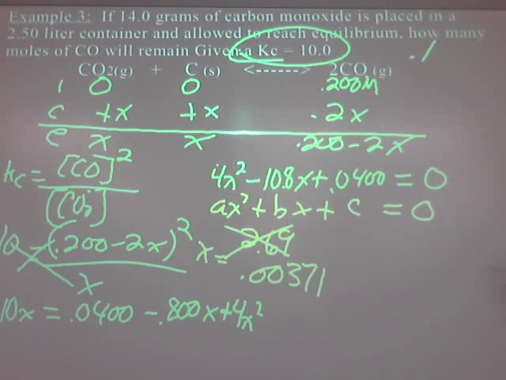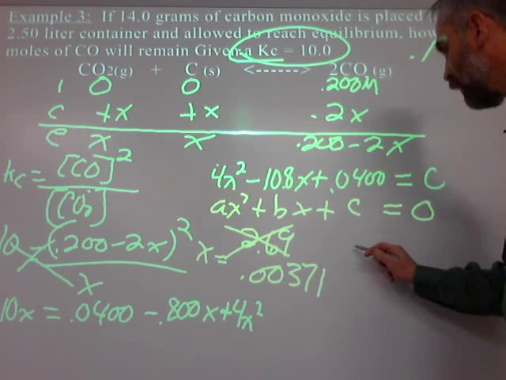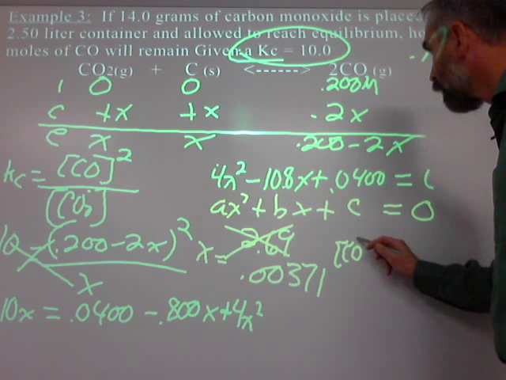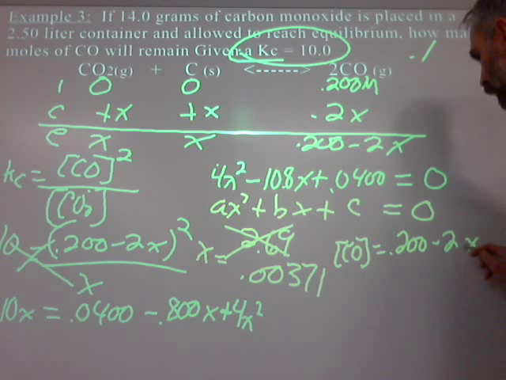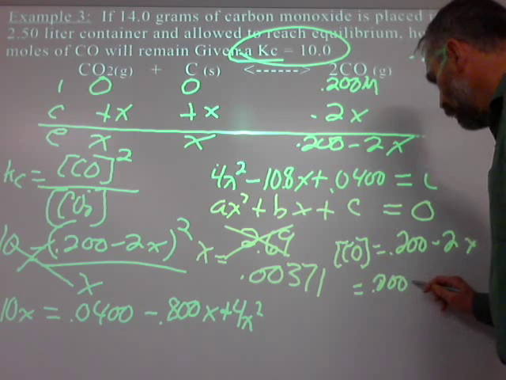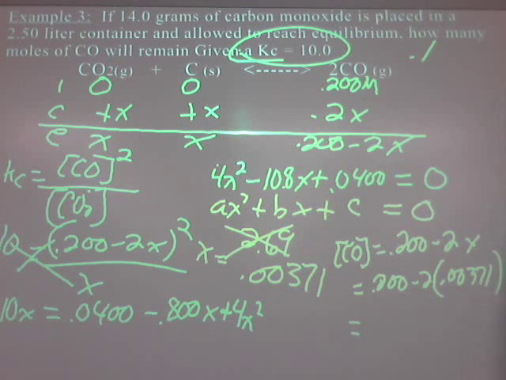Now, what did the question ask me for? Let's go back to the question, see what it was asking. I didn't want everybody. It just wanted one guy. Who did it want? We want to know how many moles of CO will actually remain at equilibrium. Well, how many will be there at equilibrium? Okay, so what are you going to have to do with that 0.00371? Plug it into here. So basically, CO is going to equal 0.200 minus 2x. So it's going to equal 0.200 minus 2 times 0.00371.